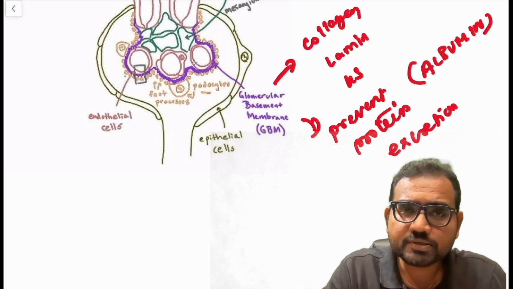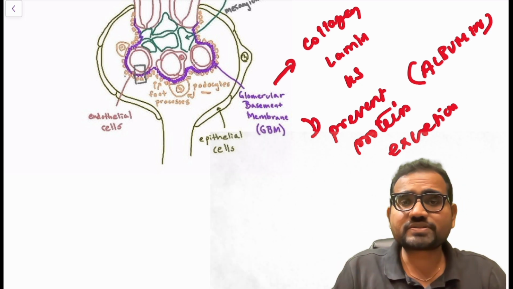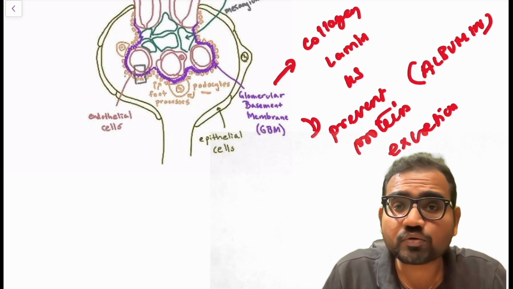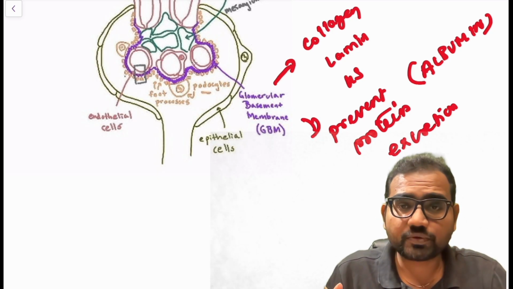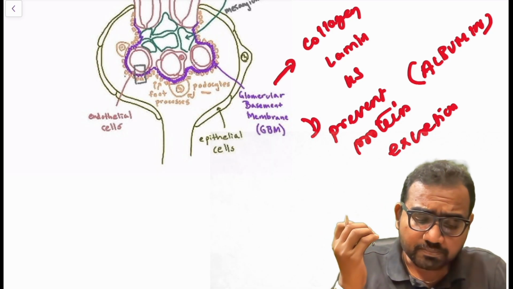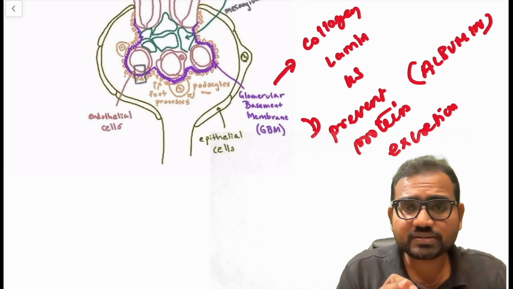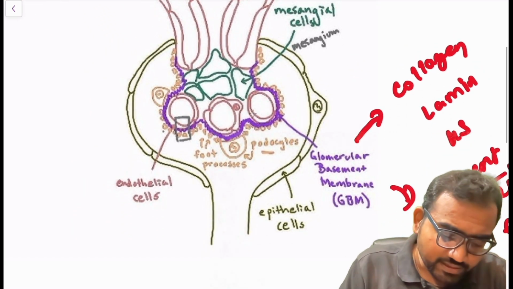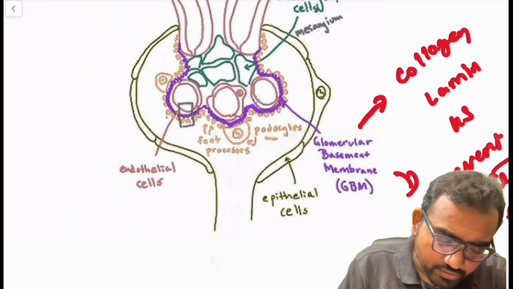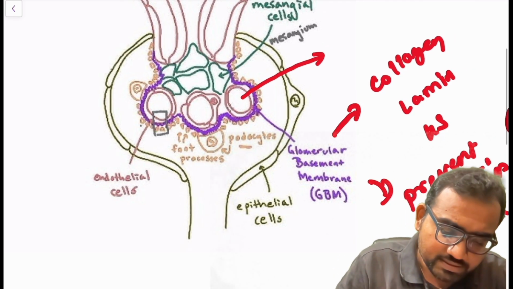The glomerular basement membrane is predominantly collagen, laminins and ground substances. So it is mainly responsible for prevention of protein excretion. It has negative charge, so it will repel the negatively charged molecules. Now, around the glomerular basement membrane there are two structures surrounding it. The first structure you are going to see is the endothelial cells. You can see these round structures here, they are called endothelial cells.